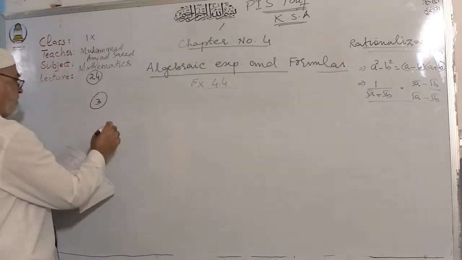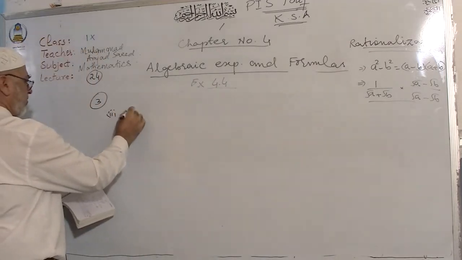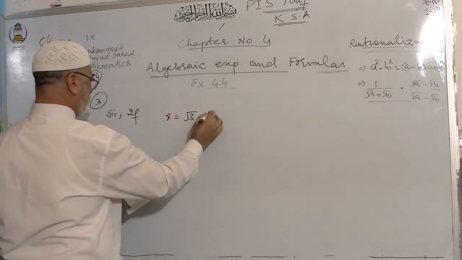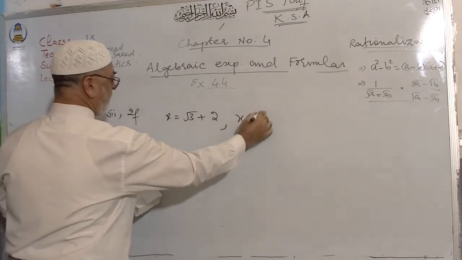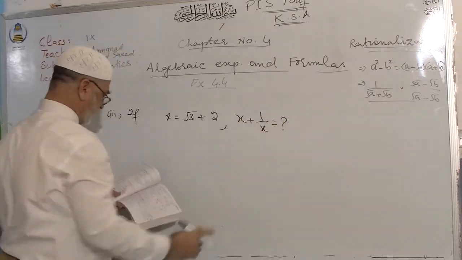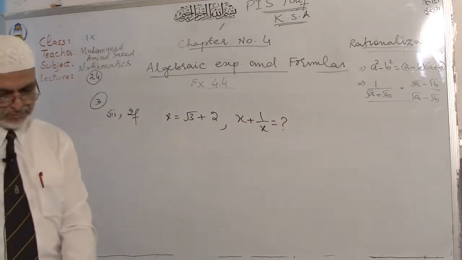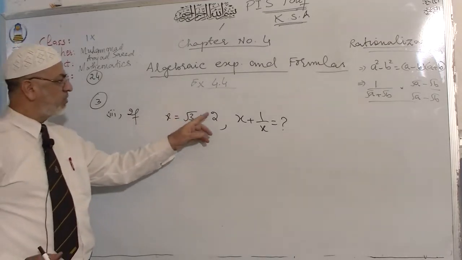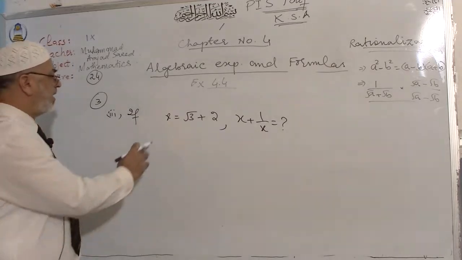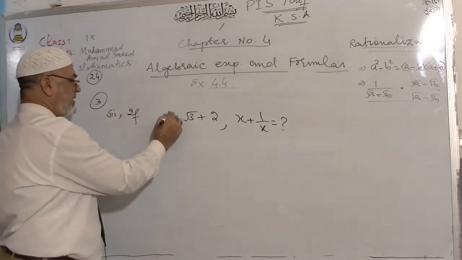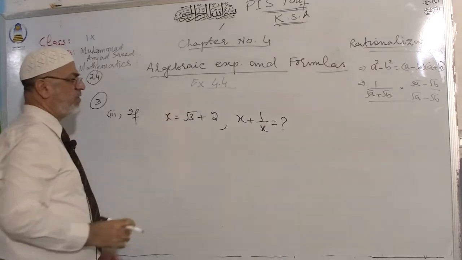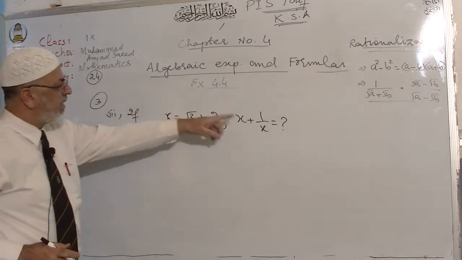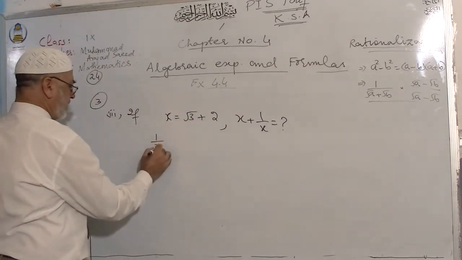Part number 3 is, if x is equal to 3 under root plus 2, find the value of x plus 1 over x. Here, what is given? X is equal to 3 under root plus 2. We have to find the value of x plus 1 over x. X is given, and you have to find the value of 1 over x first.